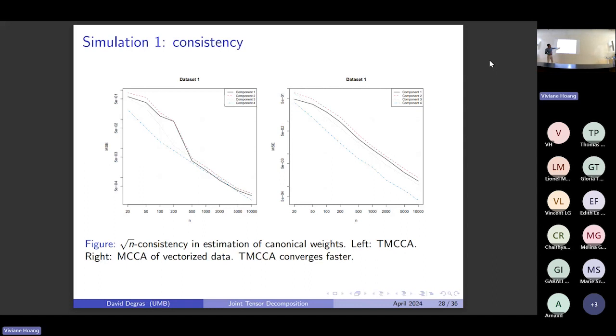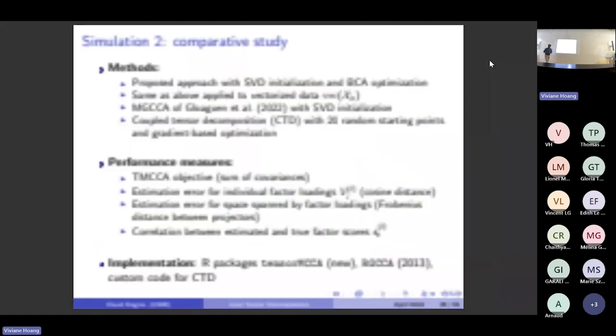Here we have the tensor CCA. So each line is one component, so you have the consistency for the first, second, third, and fourth component. And here we have sort of the same story, but here we have vectorized the data. Same data, but vectorized, and we just do standard MCCA. And you can see by comparing those two things, which is super obvious, that the convergence is slower here. Okay. So if you have the right model, if you know that the tensor model is the right one for analyzing your data, you should definitely not vectorize your data. You lose some statistical accuracy and efficiency.